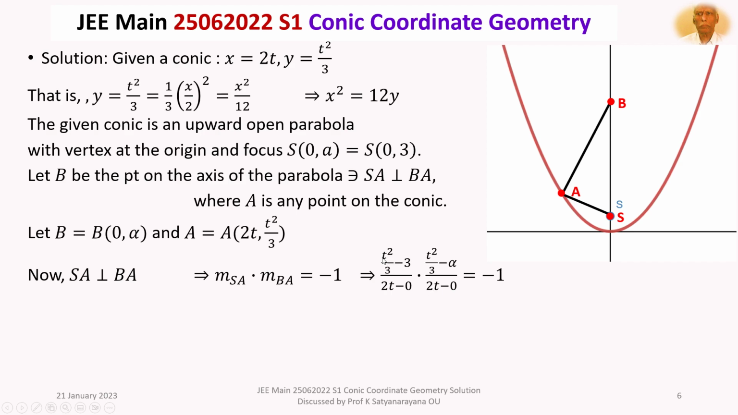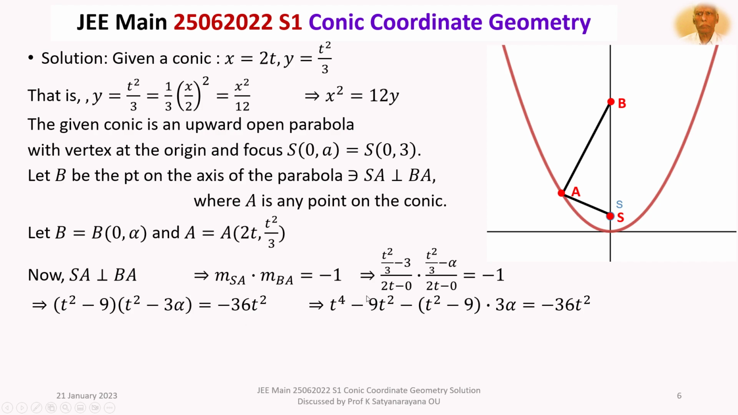In the numerator, you will have t square minus 9 multiplied by t square minus 3 alpha. So thus we get t square minus 9 multiplied by t square minus 3 alpha. This 36t square sent to the right hand side, you will get minus 36t square. That is cross multiplying. So multiply t square minus 9 into t square is t power 4 minus 9t square, minus t square minus 9 into 3 alpha is equal to minus 36t square.